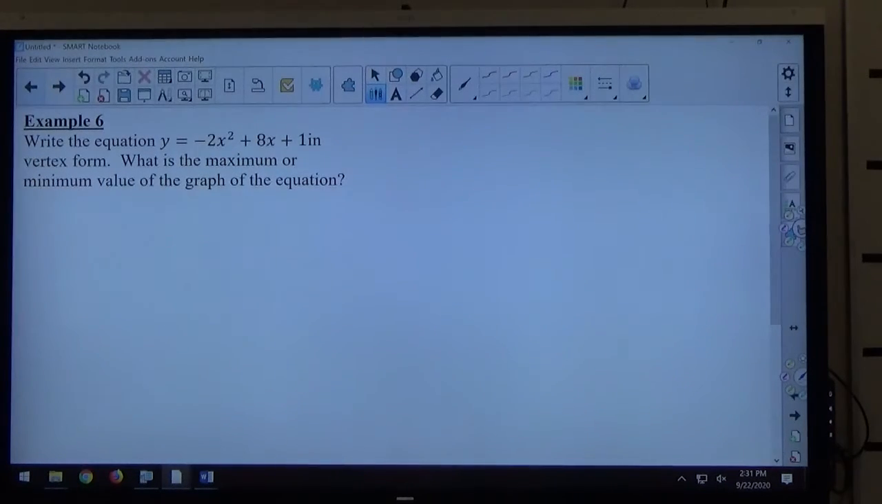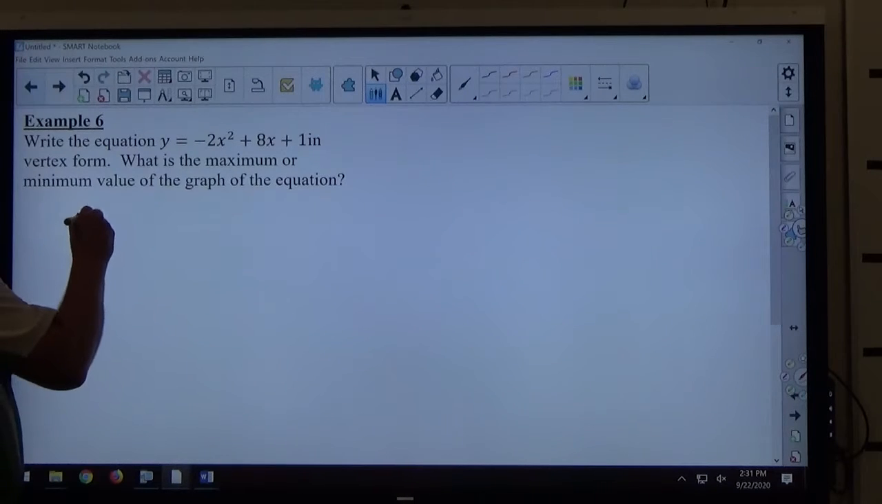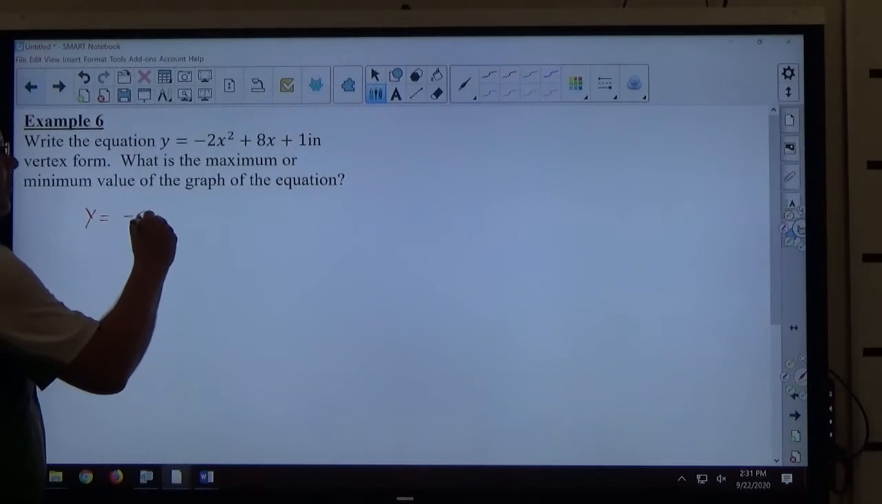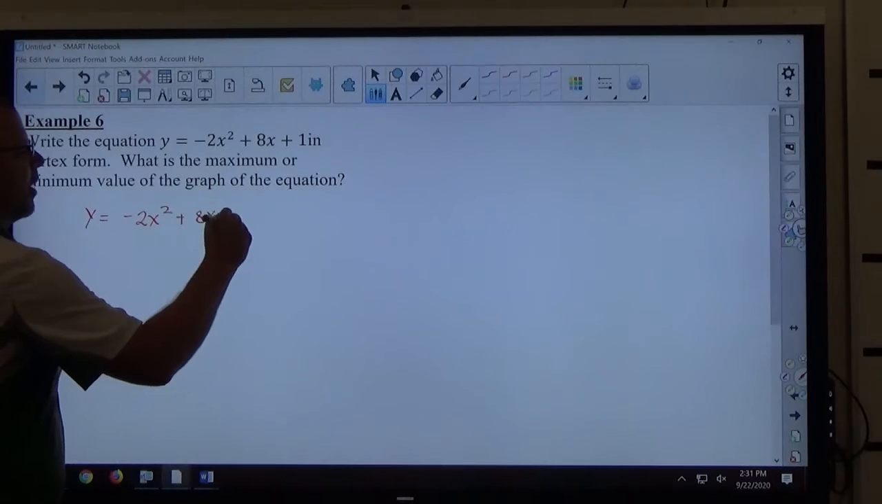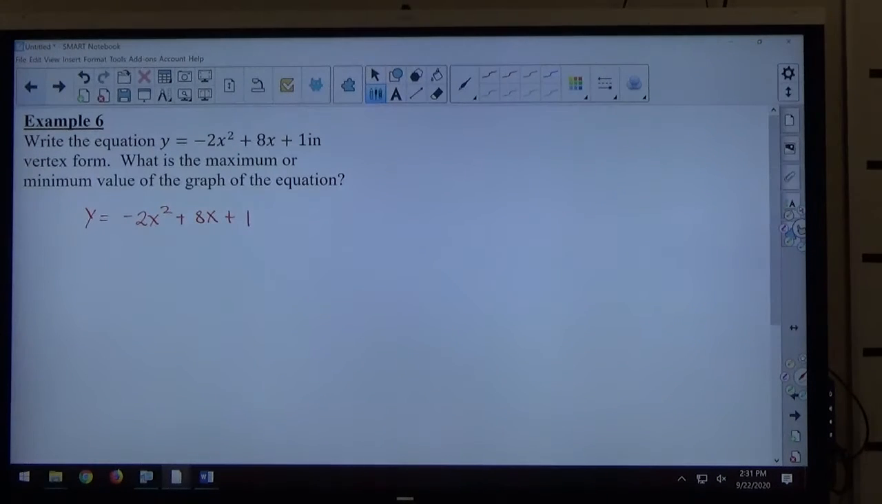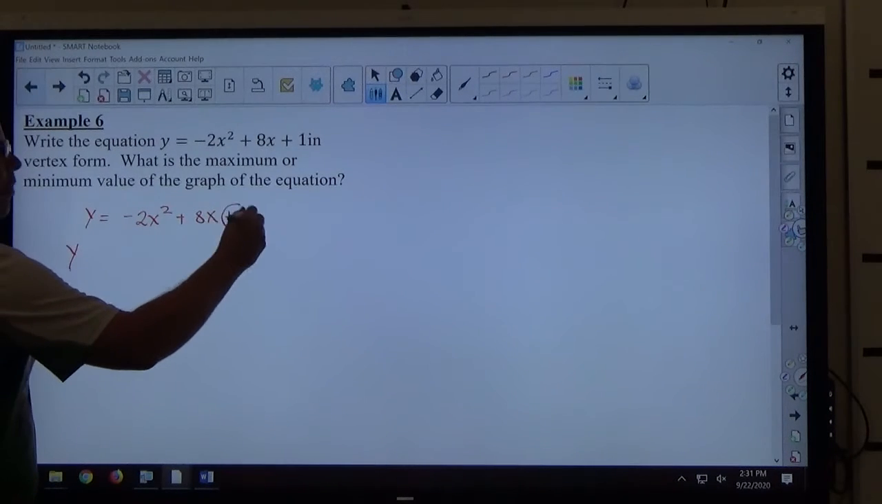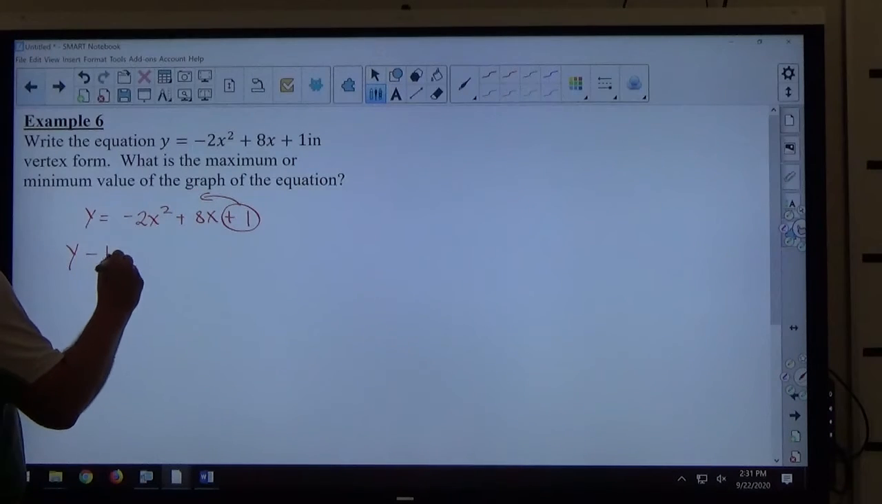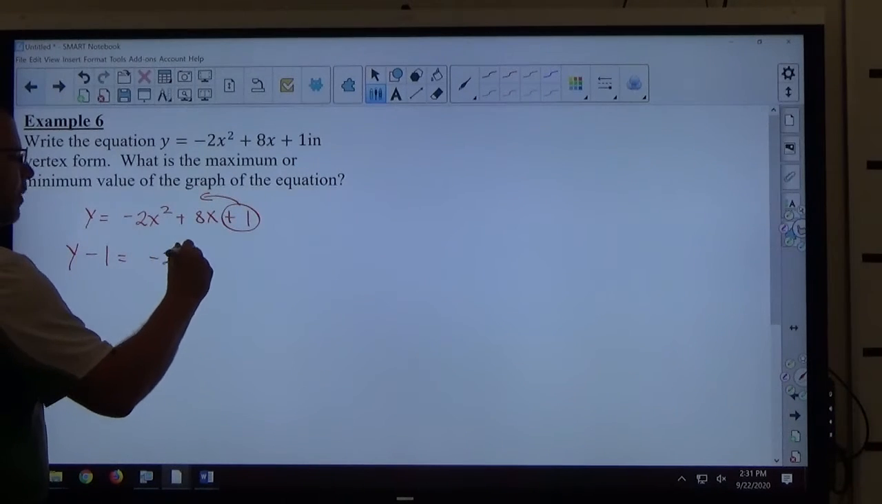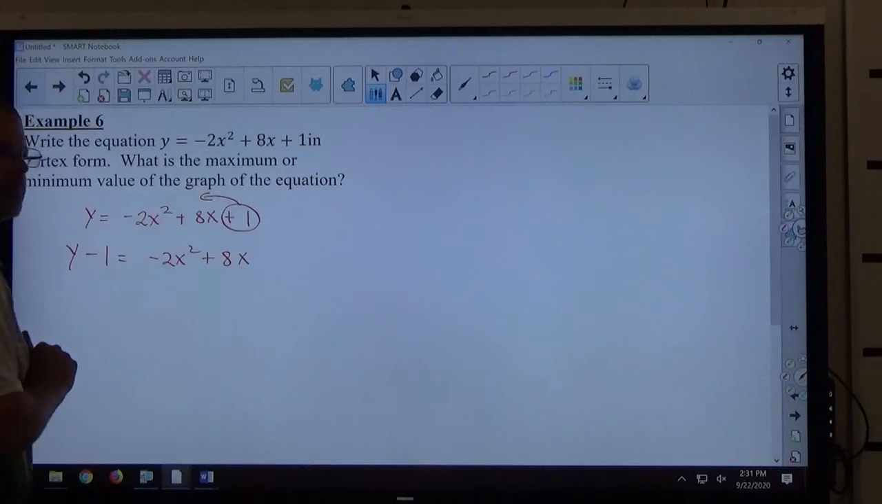Example 6. Write the equation y equals negative 2x squared plus 8x plus 1 in vertex form. So again, it's the same kind of problem example 7 was a moment ago. So we have y equals negative 2x squared plus 8x plus 1. What's the first thing we do? Move the 1. Moving the 1 is real simple, just change the sign. So positive 1 moves over and becomes negative 1. And then negative 2x squared plus 8x stays as is.